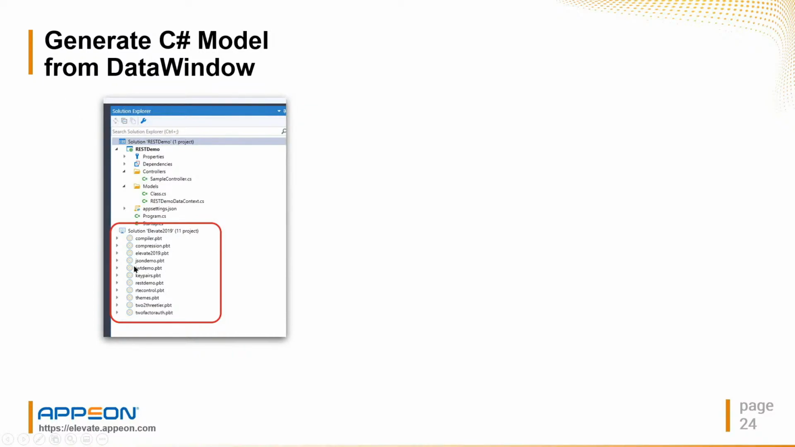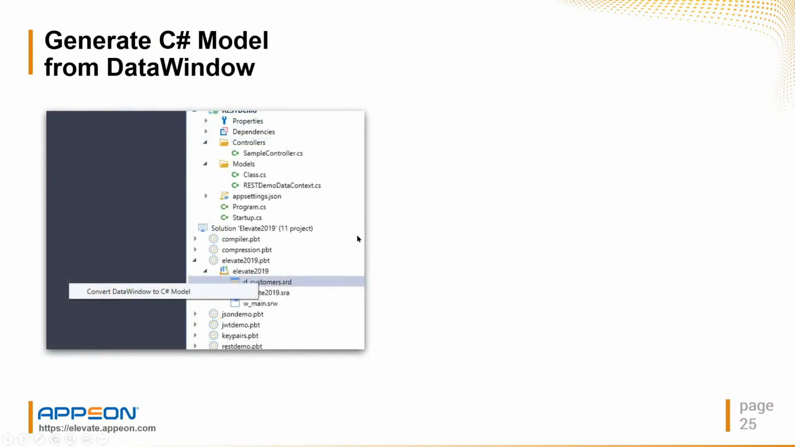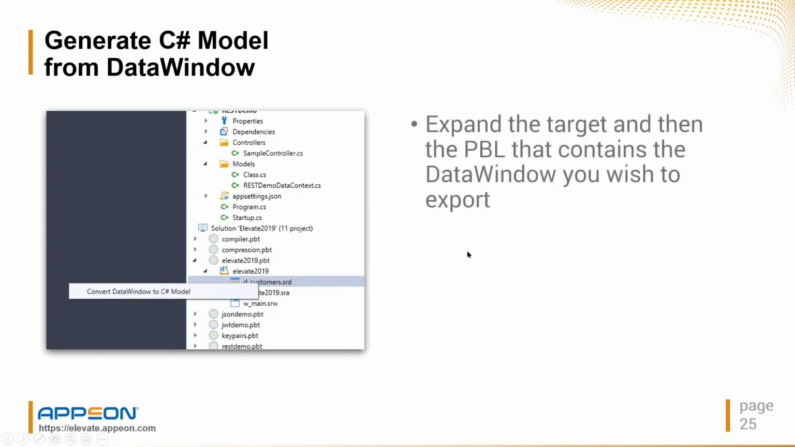You notice I've got a bunch of targets here. Once you click on those targets, they'll show up the various libraries and the objects, and then you can select the data windows out of them. So here is one where I've found a data window I want to work with. I right-click on it and select Convert Data Window to C# Model.